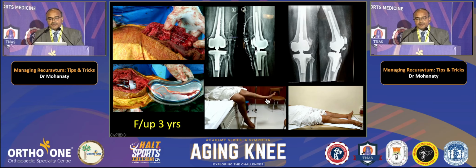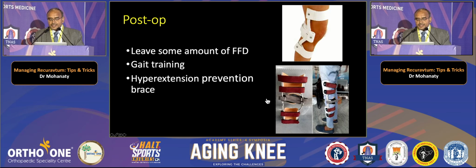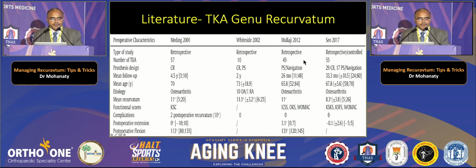That is a 3-year outcome of this patient, restoration of the extension of the knee, and that is the function of this patient. Post-operatively, always leave this patient with some amount of FFD that eventually stretches out in due course. Give gait training. Sometimes you may require this hyperextension prevention kind of brace. So this brace helps you to gradually correct the deformity.